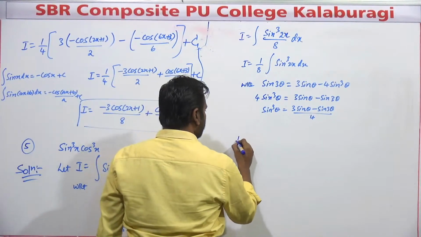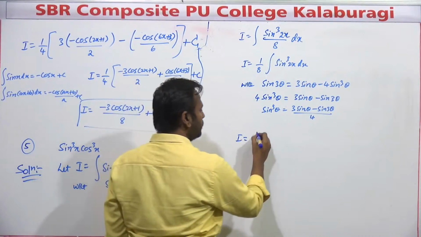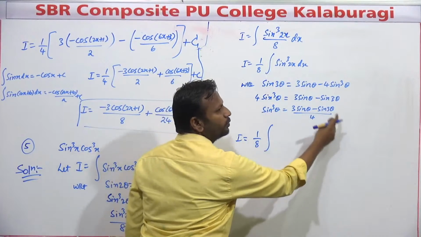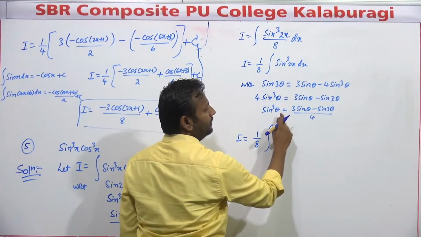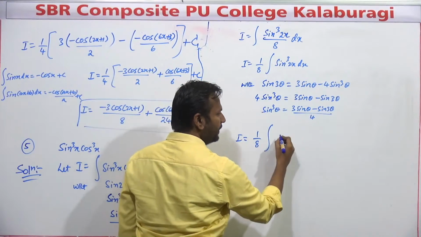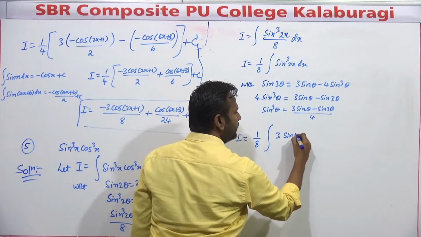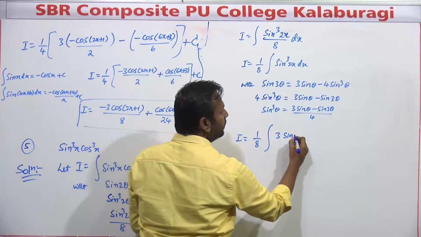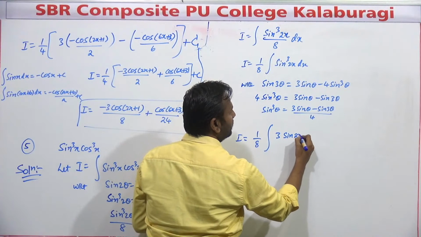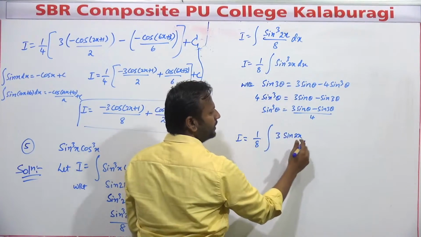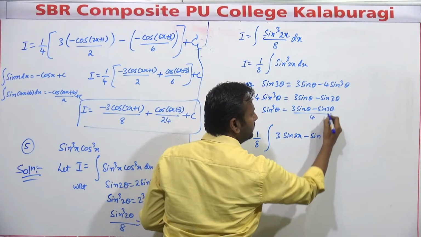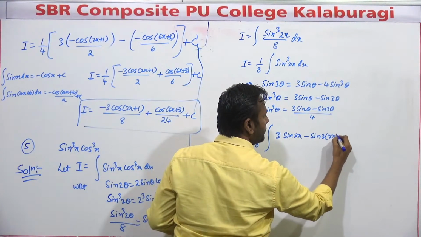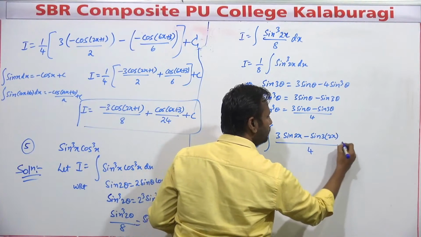So now I is equal to 1 by 8 times the integral of sine cube theta, which I will replace in this way. What is theta now? Here theta is 2x. So 3 sine 2x minus sine 3 times 2x, that is sine 6x, whole divided by 4.